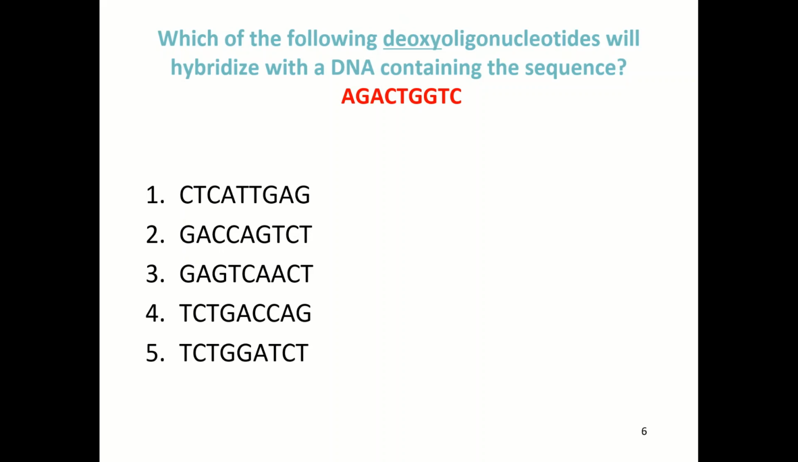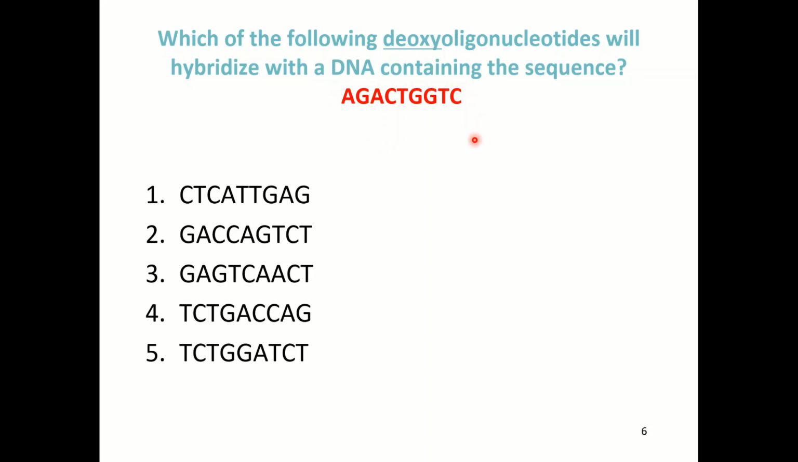Which of the following deoxyoligonucleotides will hybridize with a DNA containing the sequence AGA, CTG, GTC? This one should be really easy, but don't make the mistake of just looking at the complementary bases in this direction. You might think, that's T, C, T, G, A, and then you would look down here and find this matches. You need to take into account the direction this is going. So this is a 5' to 3'.